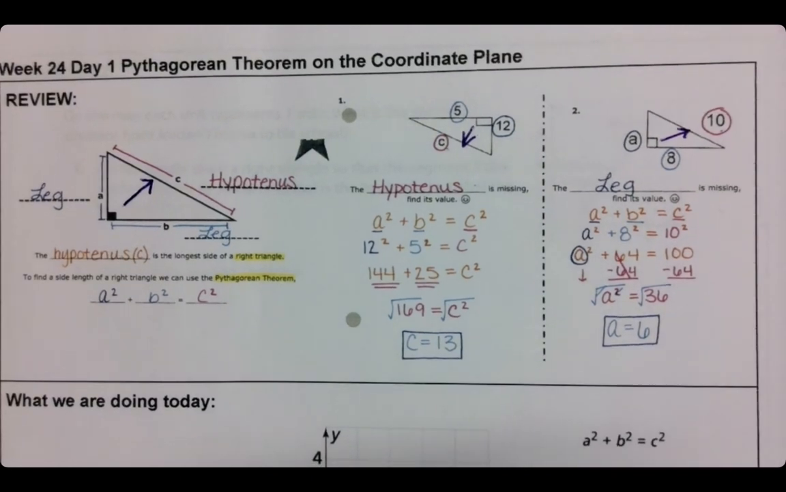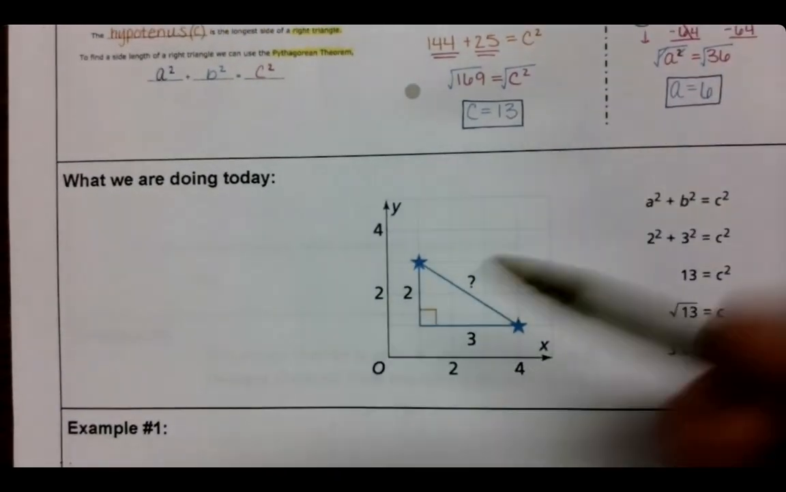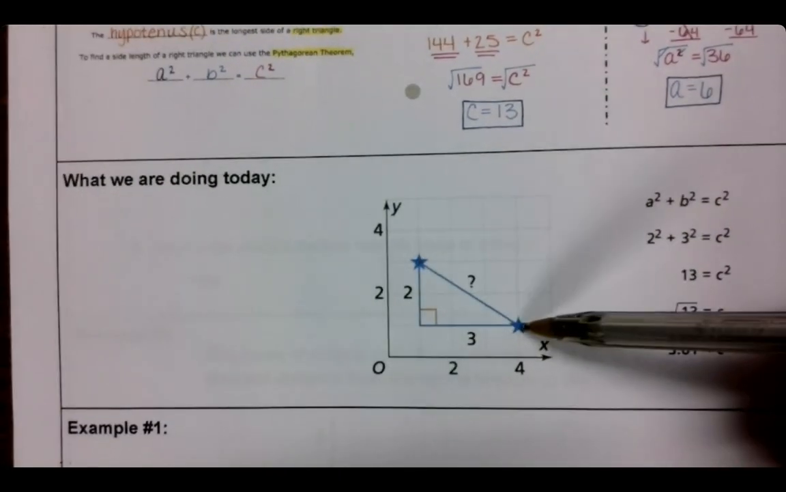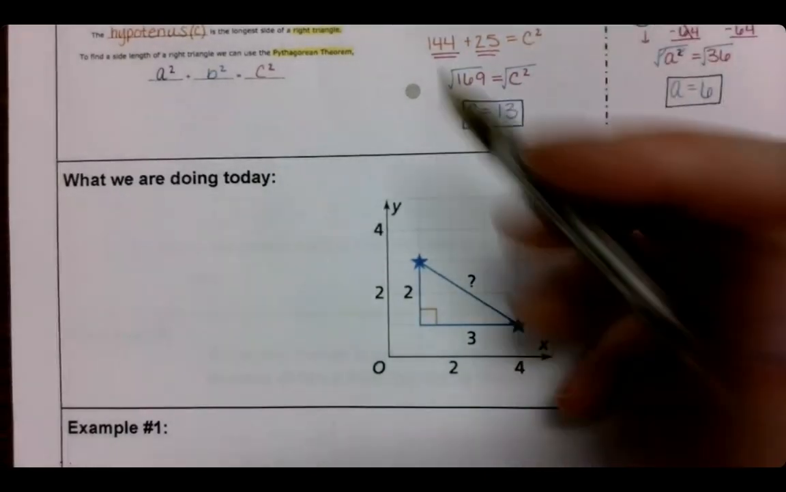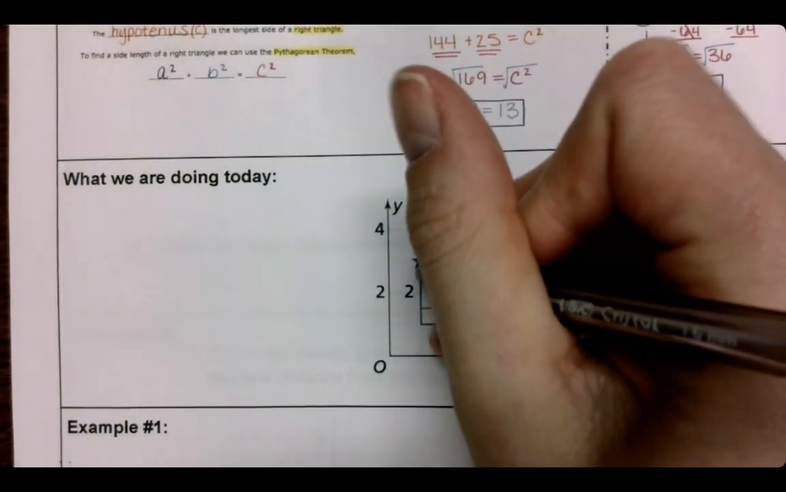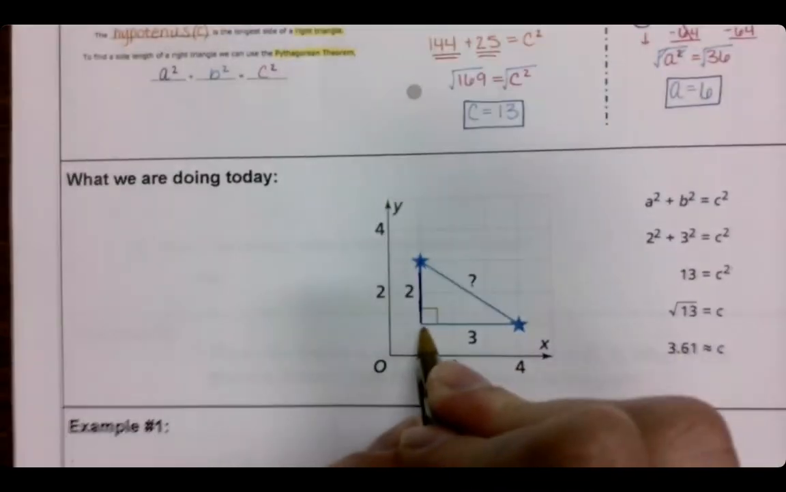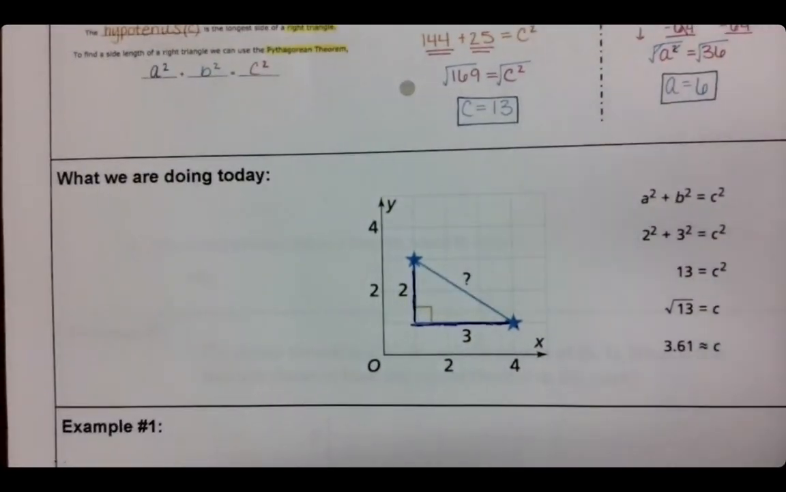Now we are adding in a coordinate plane. So notice how these two stars, those were the points that were on the coordinate plane. Then what they did is they connected it using up and down and left to right. It's very, very similar to slope. How many boxes up and down? How many boxes left to right?